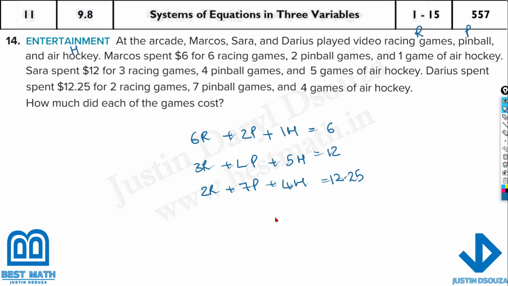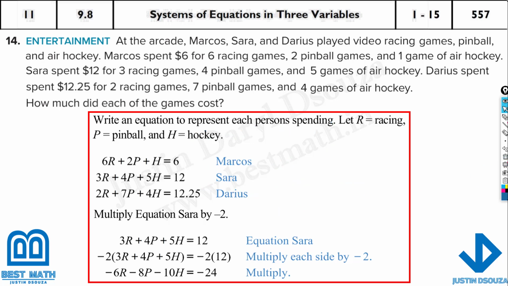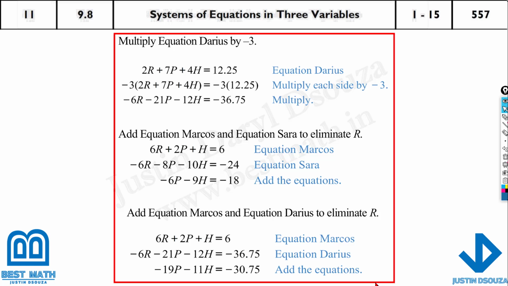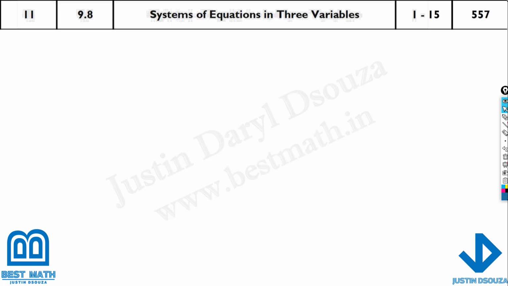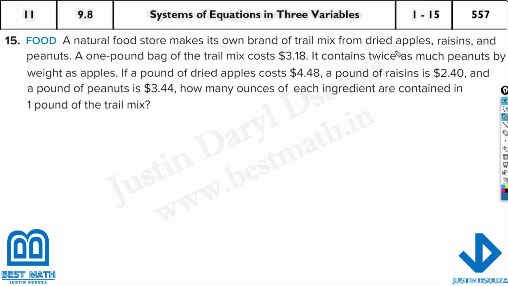These are the equations. You just put them in the calculator, you'll get the answer. That's it. So once you get the equations, it's all simple. So here we go. You can see that's how we solve it. And the final solutions would be the racing game was costing $0.5, whereas the pinball was $0.75 and the hockey game was $1.5.